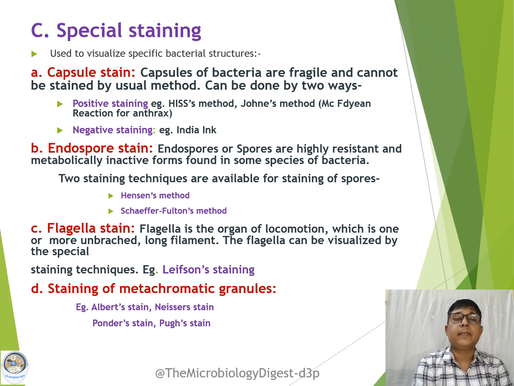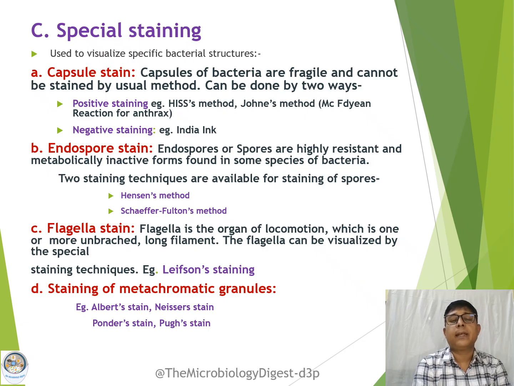Then the second special staining type is endospore staining. Endospores are highly resistant and metabolically inactive forms found in some specific types of organisms. When we want to visualize these endospores, we need to apply special staining techniques. I have included the names only. Two methods are available. One is Hansen's method. The second one is the Schaeffer-Fulton method. These two methods are specifically applied for endospore staining.